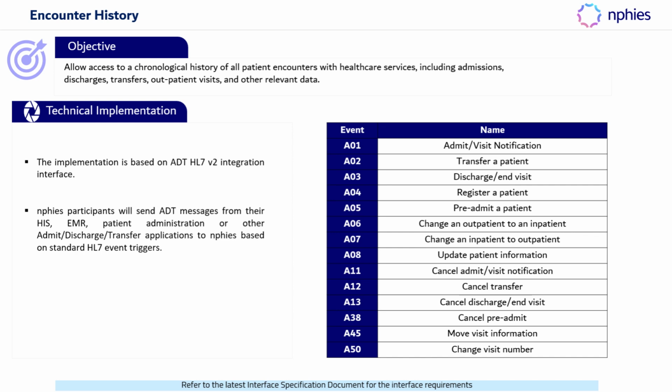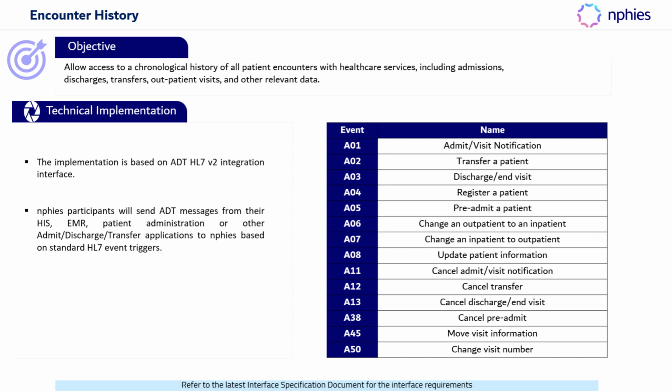The first use case is the encounter history use case. The key objective of the encounter history use case is to provide access to a comprehensive, chronological history of all patient encounters with the healthcare system. This includes data on patient admissions, discharges, transfers, outpatient visits. The technical implementation to achieve this objective is based on the ADT HL7v2 integration interface.